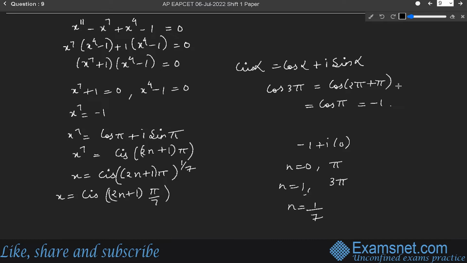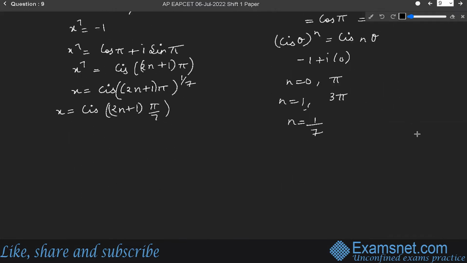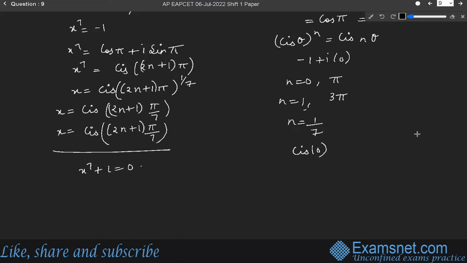And we know that cis theta power n is equal to cis n theta. So by applying this formula, we get this desired step. So x will be equal to cis 2n plus 1 into pi by 7. Now, this whole term comes from x power 7 plus 1 is equal to 0.